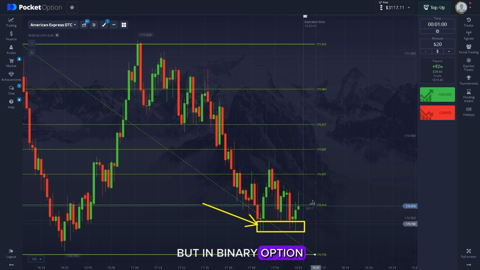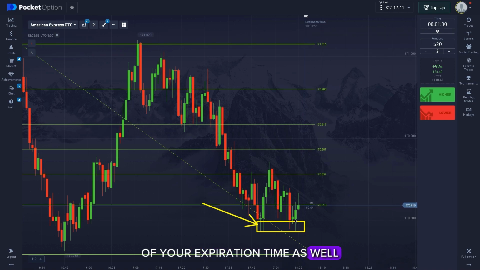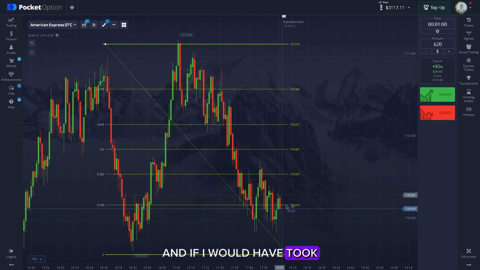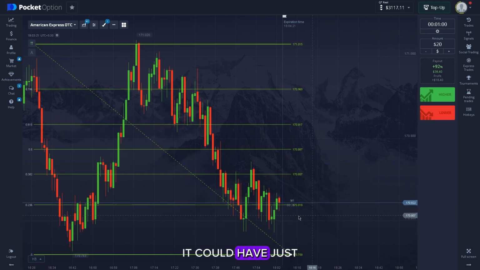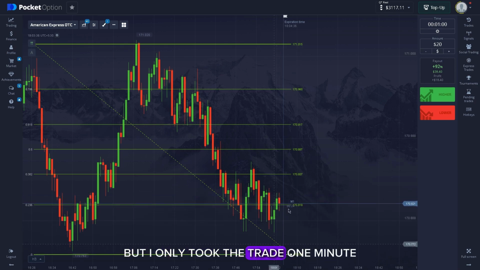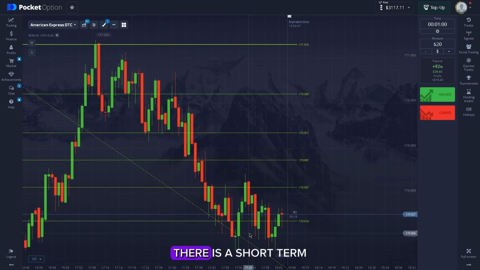But in binary options, you should have a good estimate of your expiration time as well. I didn't take a 3 minute or 4 minute trade in here because, as you guys can see, we were in a downward momentum, and if I had taken a 4 minute or 30 minute trade, it could have easily broken the demand zone and gone down, and I would have lost the money. But I only took the 1 minute trade because there was a high probability that the market would go up, because as I said, there is a short-term demand zone in here.